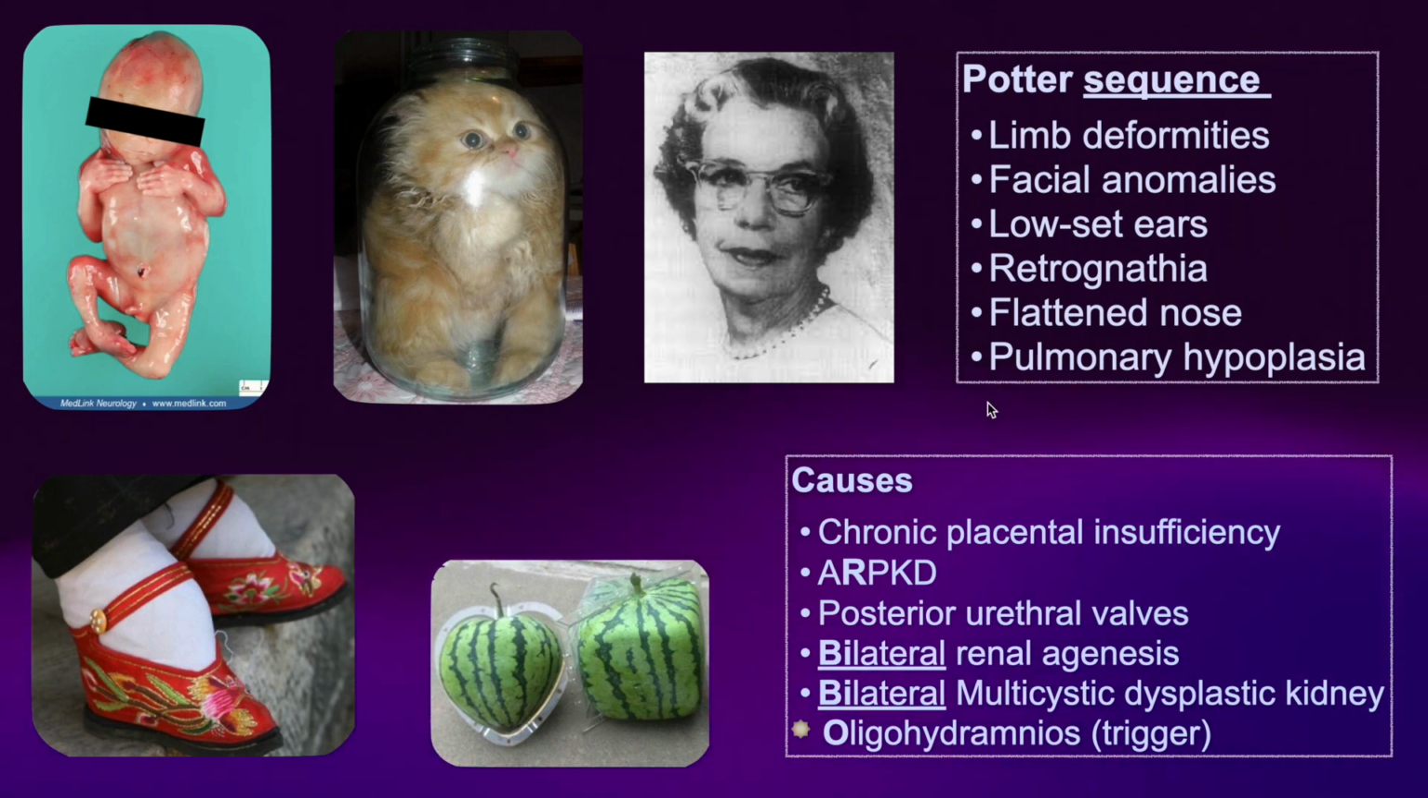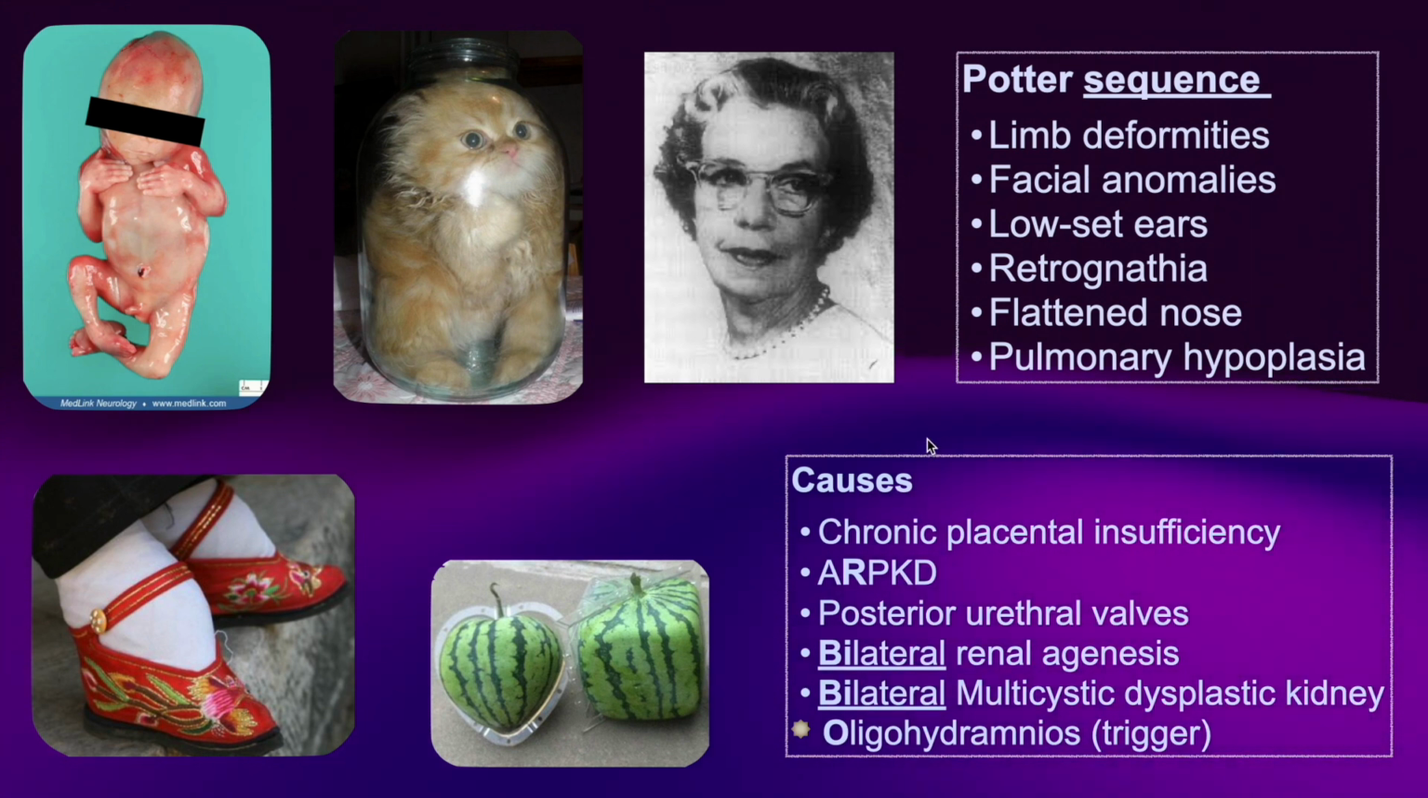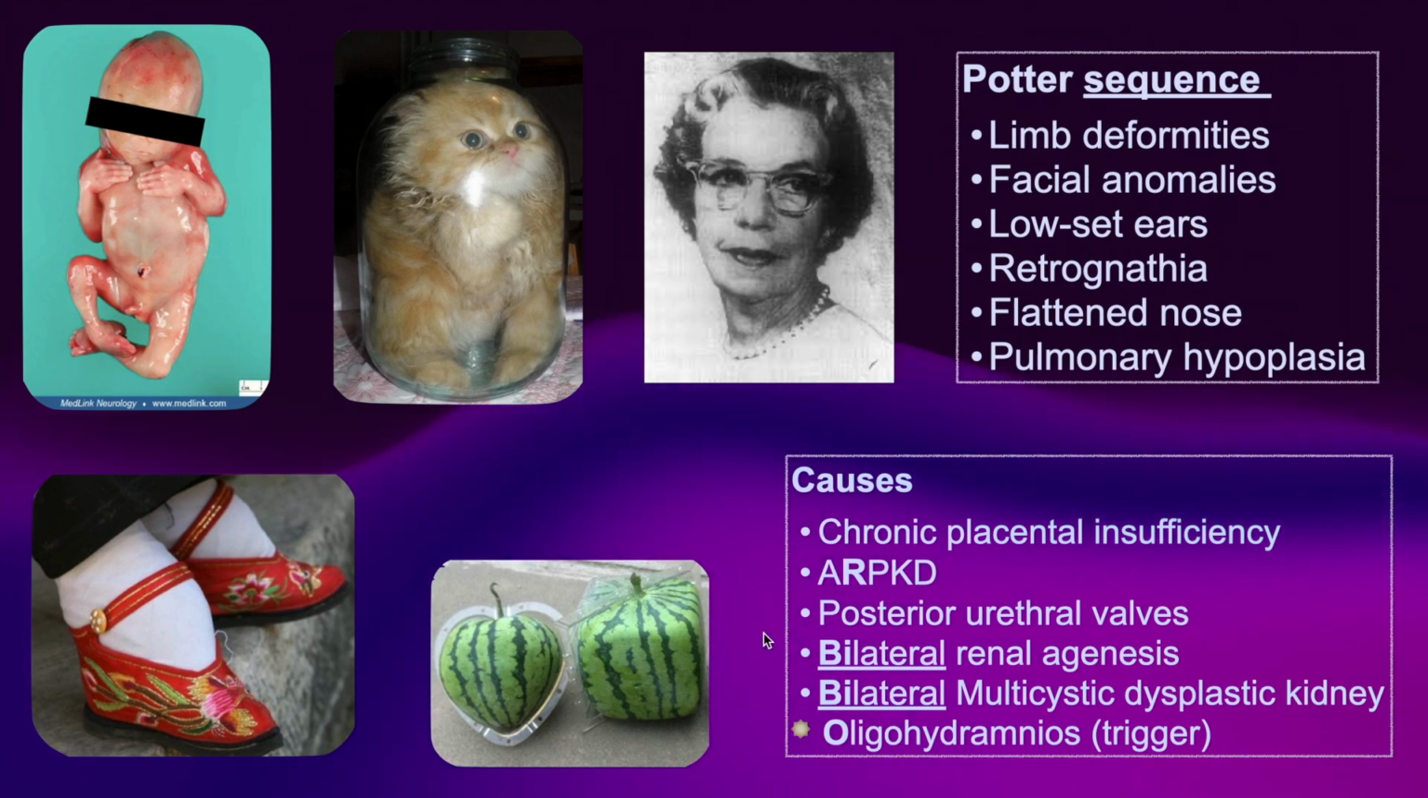In other words, we can call it oligohydramnios sequence. Oligo means low, hydramnios means amniotic fluid. This condition occurs during pregnancy and is characterized by a lack of amniotic fluid in the amniotic sac, which again we call oligohydramnios. Amniotic fluid is crucial for the normal development of the fetus, including lung development and preventing compression of the umbilical cord.